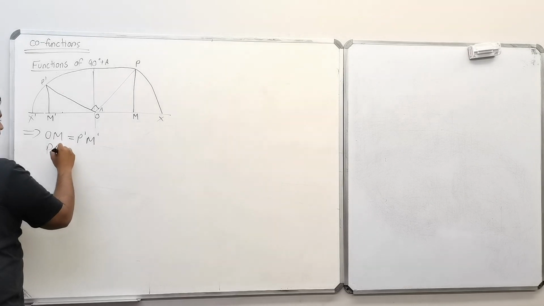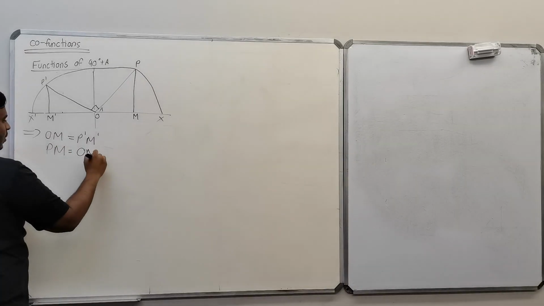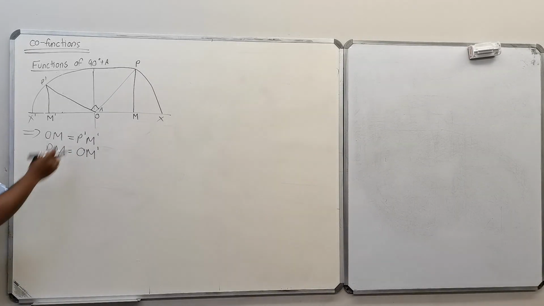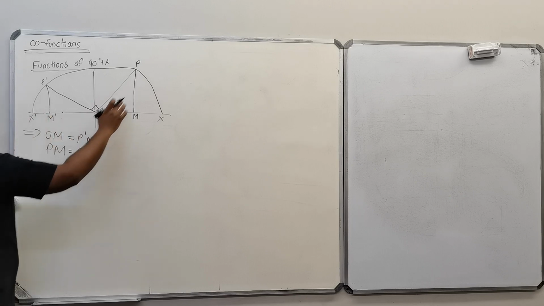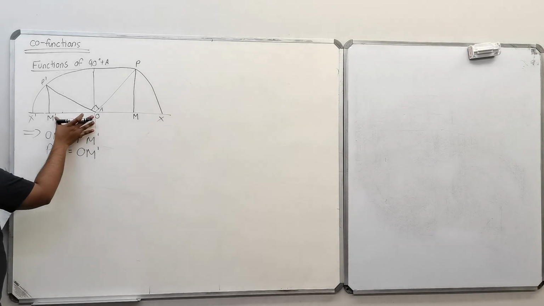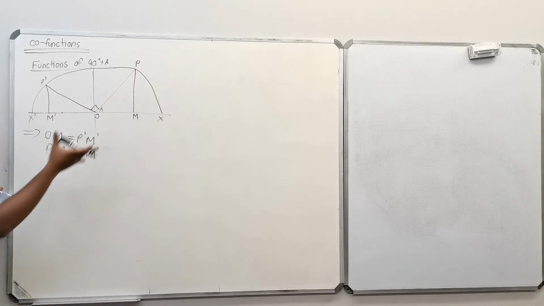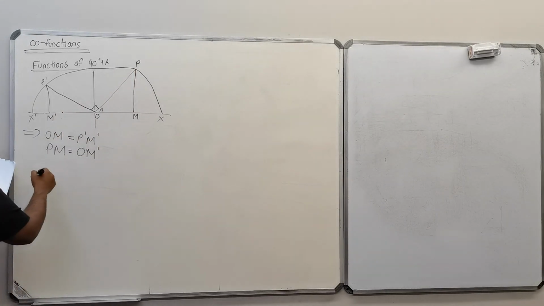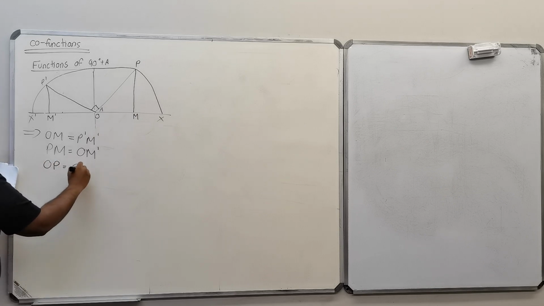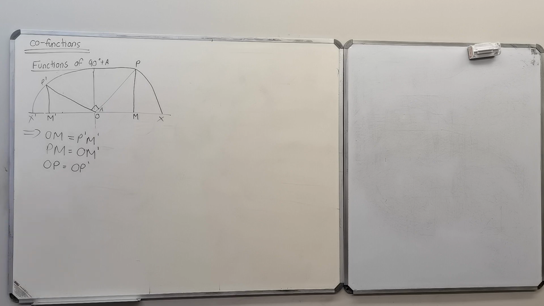So PM and... well, we'll start from OM. Okay, right? So you get it there? So it's this line here and that line coming down. And the last line that would be equal would be OP and OP prime.